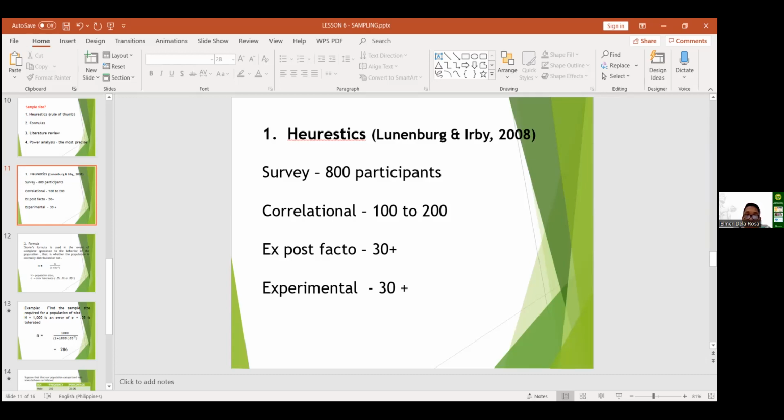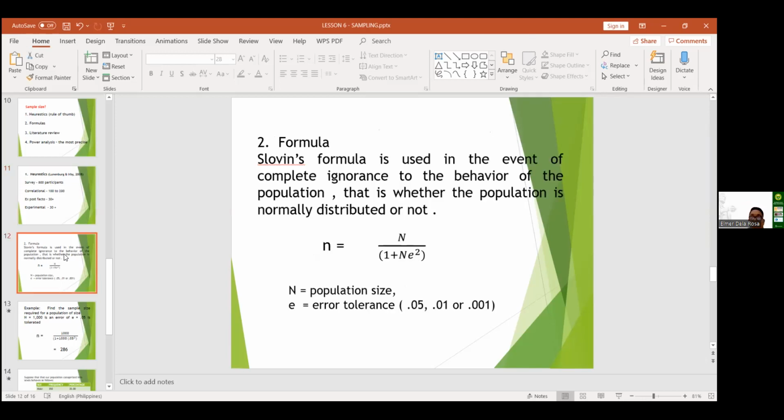And as far as doing sampling is concerned. Now, if you are not comfortable with this kasi nalilitan ka sa experimental na 30 or nalalakihan ka sa 800 na participants, hindi naman tayo pwedeng mag-stick dyan. Ano? There are other consideration. So, gumamit ka ng formula. Since the formula or this Levin's formula, which is still used today, is used when you ignore completely the behavior of the population. So whether the population is normally distributed or not, then you use the sample size formula.